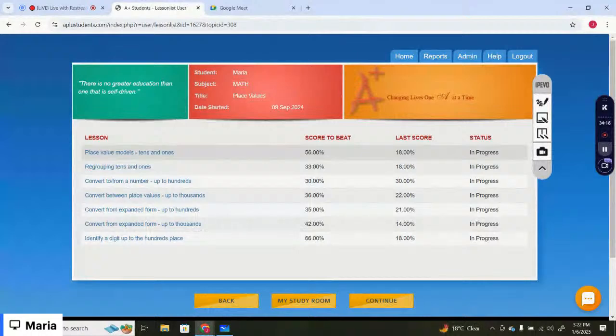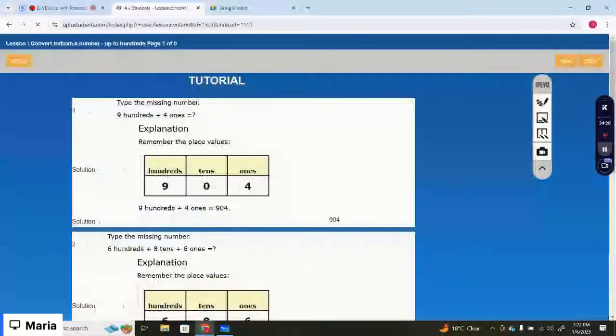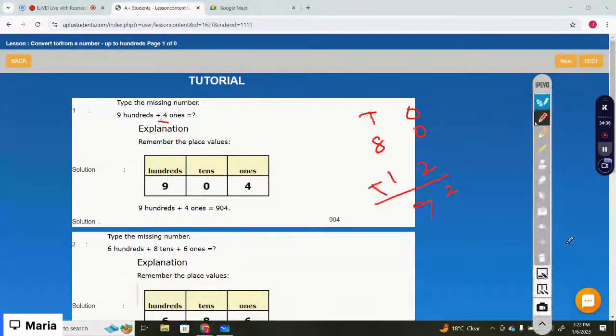The next lesson is converting to a number up to 1000. So let's just start with the next lesson. Type the missing number: 900 and 4 ones. So you have to write in number form what you are given: 900 and 4 ones. Ones tells you the position of the digit. 4 is at the ones position, and you have 900. You have no tens, which means that must be 0. So that is 904, 904 it is.